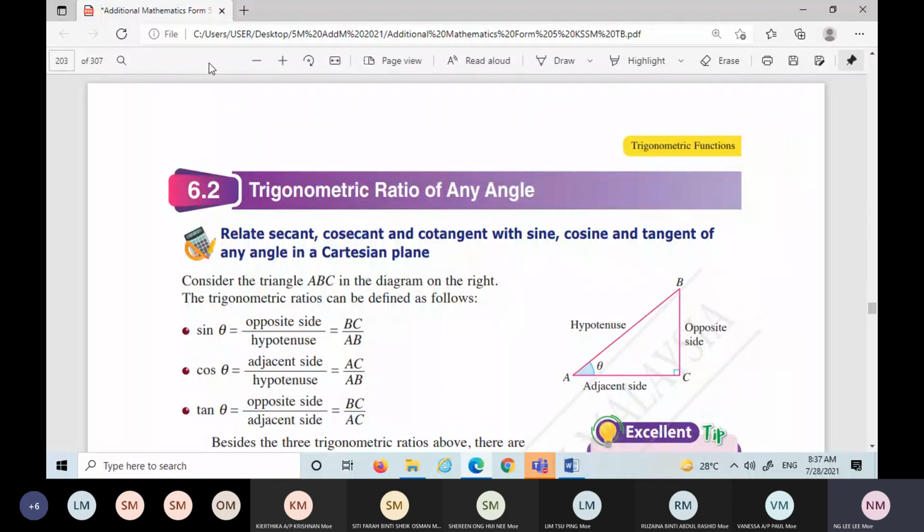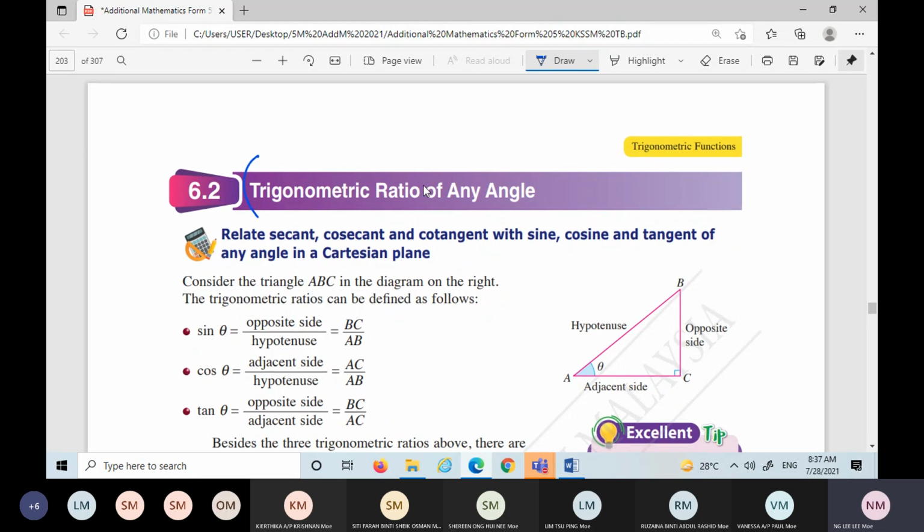Okay, this one also I ask you to go through. I really hope that this part you still feel is easy for you, because you have learned it in your modern maths. So trigonometry ratios, this is the index for today.